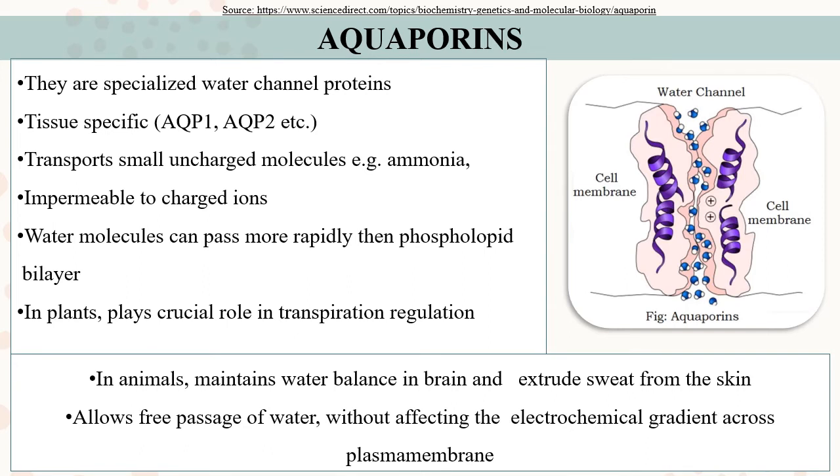Water molecules pass through the aquaporin even more rapidly than through the phospholipid bilayer. They play a crucial role in plants as well as in animals. In plants, they play a role in transpiration regulation, whereas in animals they maintain water balance in the brain and extrude sweat from the skin. So it allows free passage of water without affecting the electrochemical gradient across the plasma membrane.